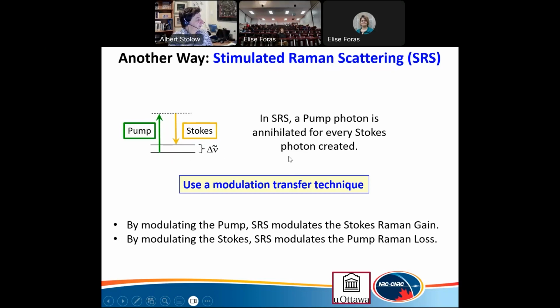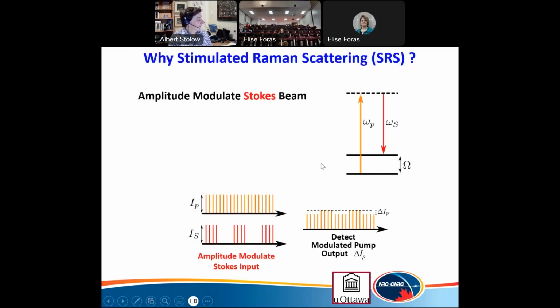What you can see is that in this two photon process, this up and down process, up means, if you like, a photon is annihilated or absorbed, and down means a photon is created or emitted. So every time this process occurs, I lose a pump photon and I gain a Stokes photon. This gives me the idea of what's called a modulation transfer technique. If I modulate one of these two laser beams, it will affect the other laser beam because they're coupled by this coherent Raman process.